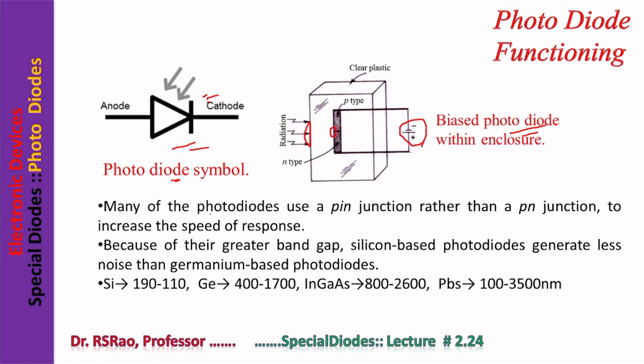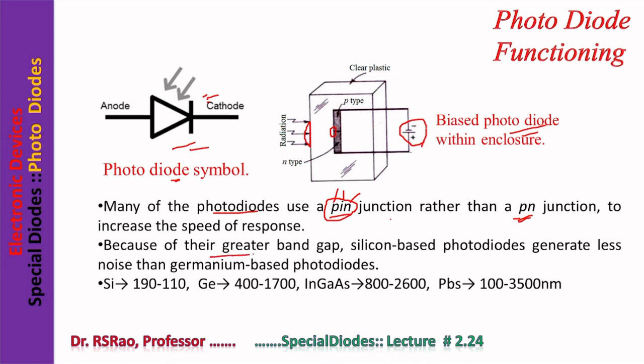Some more points regarding photodiodes. Many of the photodiodes use a PIN junction rather than a PN junction to increase the speed of response. What is PIN? P stands for P-type, N stands for N-type semiconductor, I stands for intrinsic. Whereas a PN junction means an ordinary PN junction, one side P, another side N. A PIN junction means one side P, other side N, and in the middle, intrinsic material.